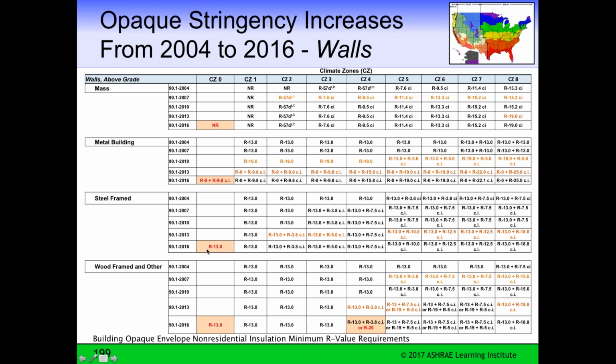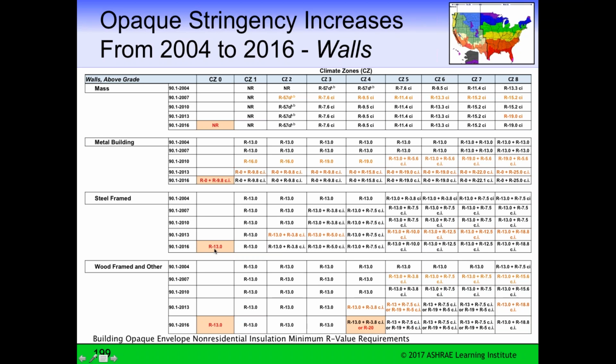Let's go to steel frame and use that as an example. In 2004, it was R13 up through climate zone 4, and then in climate zones 5, 6, 7, 8, you had to add continuous insulation outside the studs in addition to the insulation between the studs. It was just starting in climate zone 5.